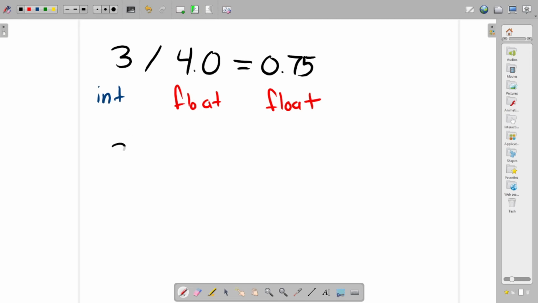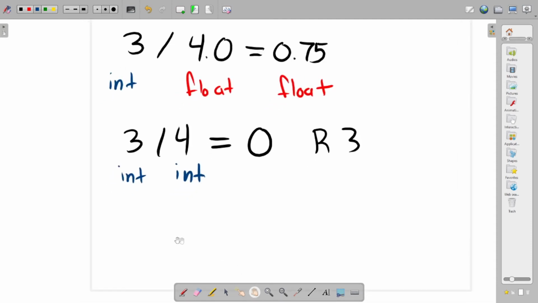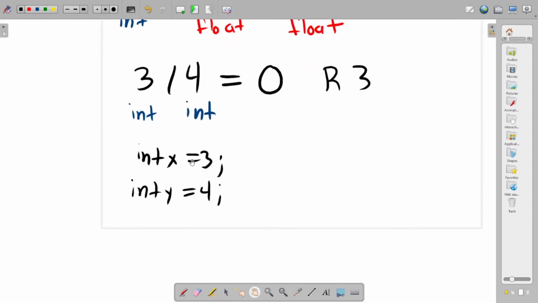But let's just say we wanted to do the 3 divided by 4. We know right now that that gives us 0, and then the remainder of 3, right? Because we said that integer division always gives us another integer out. But maybe I'm doing a program where I've declared something to be an integer. Let's just say integer x equals 3, and integer y equals 4, and we want it to be 0.75 rather than 0 that we have.